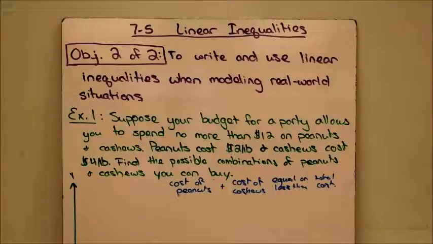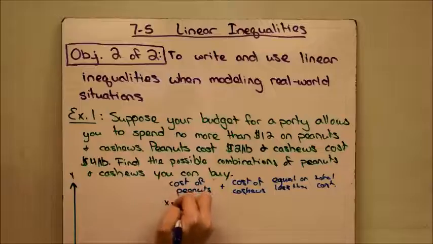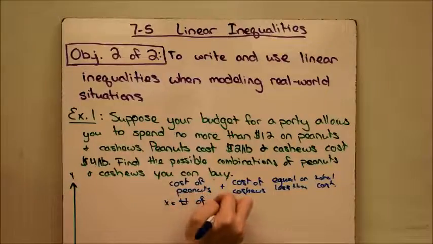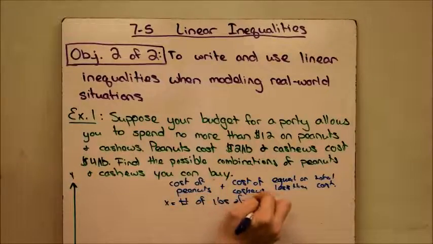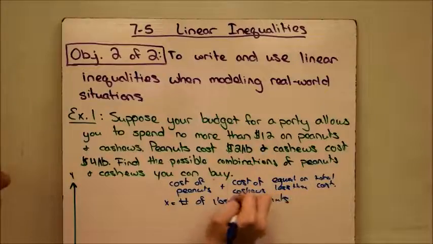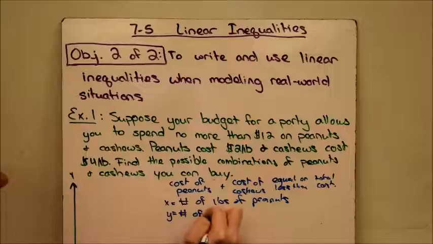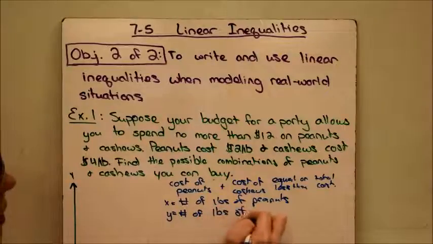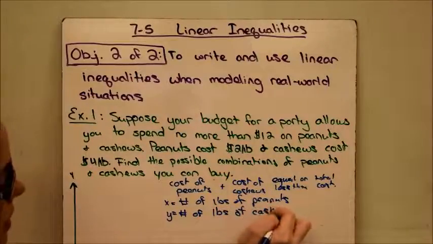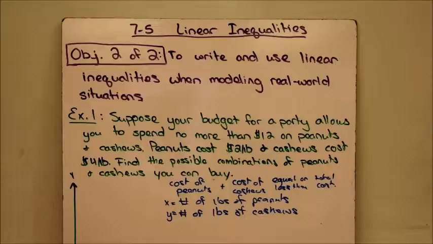All right, so let's define our variables first. So let's say X is number of pounds of peanuts, and let's say Y is number of pounds of cashews. And let's try and write an inequality for this.